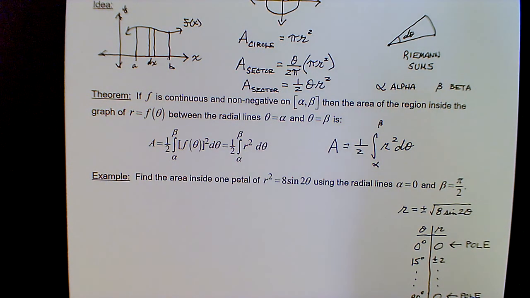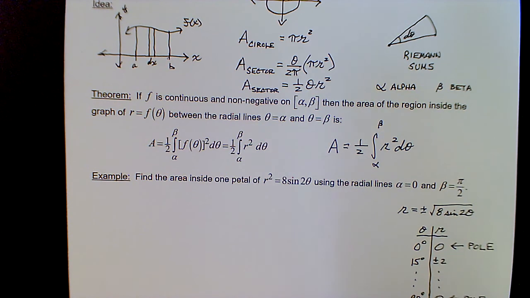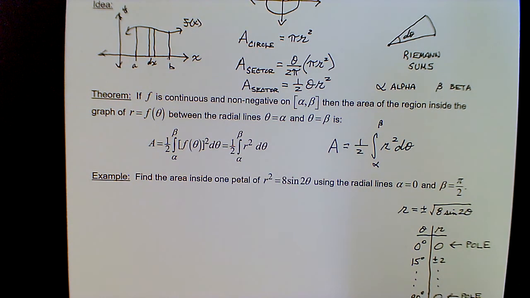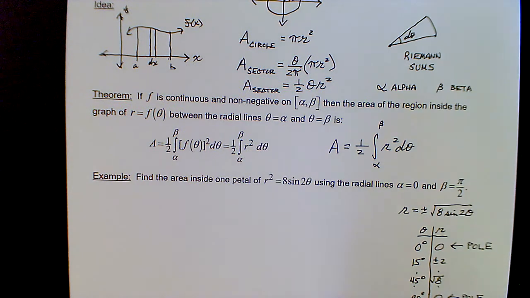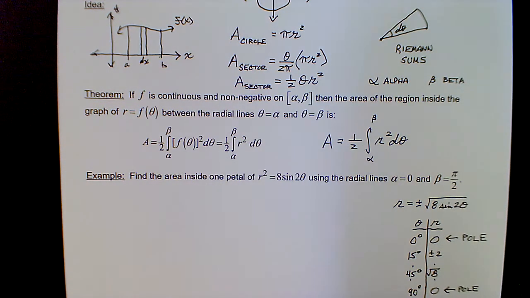The graph of this actually looks like that, okay? Where this point right here is actually at 45 degrees. Let me squeeze this in here. And it's the square root of 8. Okay? So this would be 0 degrees, 90 degrees, 180, and 270.